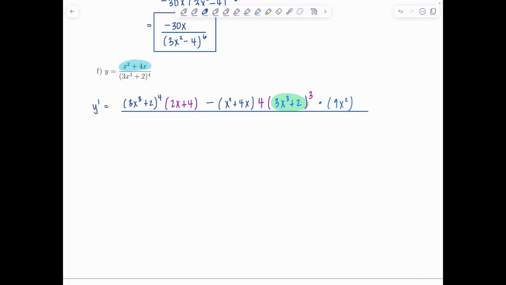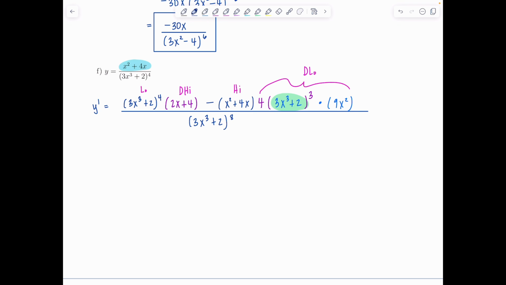Good? Good. So let's do a recap. This is low, d high, minus this is high. All of this is d low. And then we need low, low, or square the bottom, away you go. So 3x cubed plus 2 to the 4th squared would make it to the 8th.